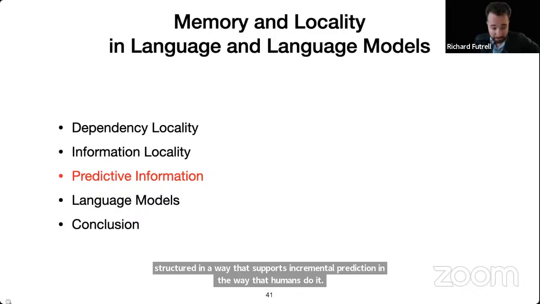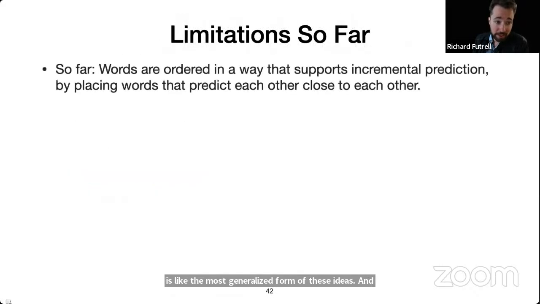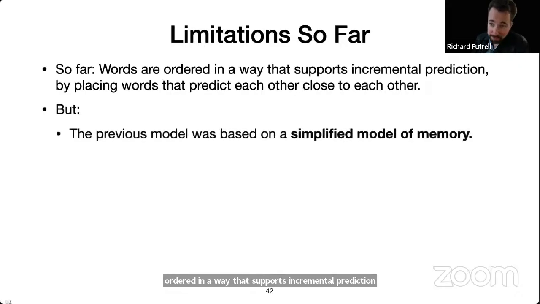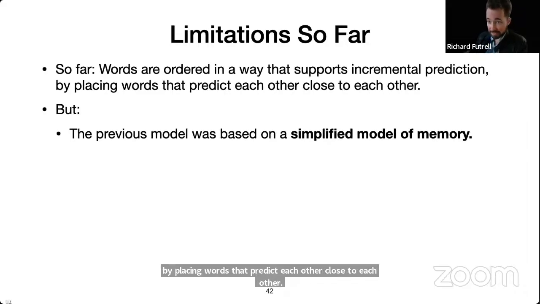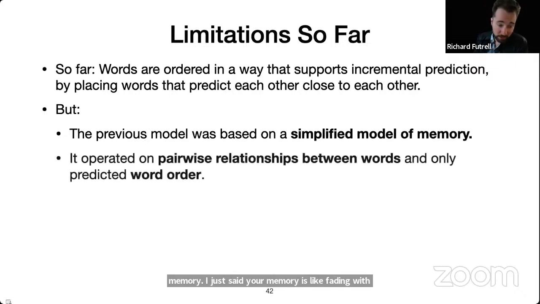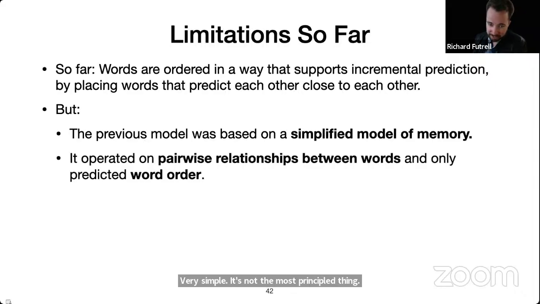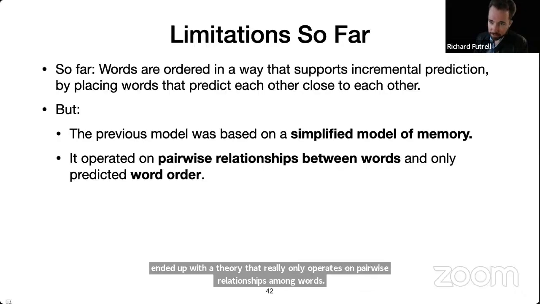So that's information locality. Now we're going to go into predictive information, which is the most generalized form of these ideas, and it turns out to be the most powerful form of these ideas. So far we've developed the idea that words are ordered in a way that supports incremental prediction by placing words that predict each other close to each other. But the previous model was based on really simple models of memory. I just said your memory is fading with time, and that was very simple. It's not the most principled thing. We ended up with a theory that really only operates on pairwise relationships among words, and it only really predicts the order of words. But I think we can go further.